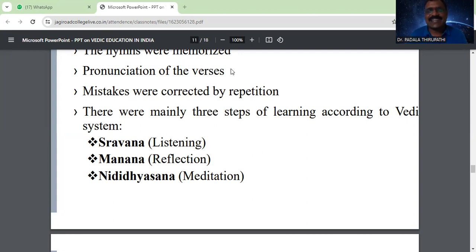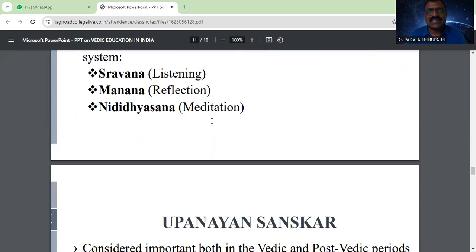Sravana, Manana, Nididhyasana. What is the English version of these three steps? Listening, reflection, meditation. Listening, reflection, and meditation. Good. These are the three steps.